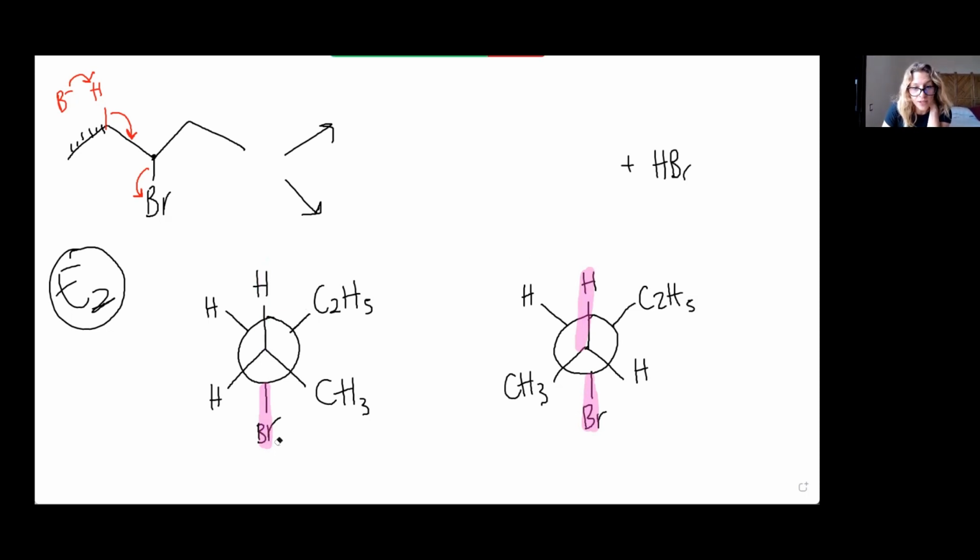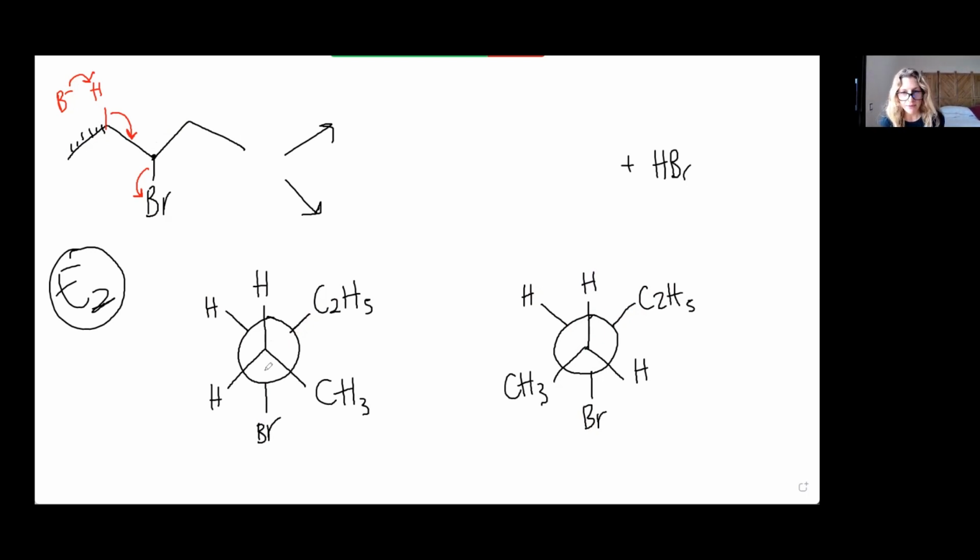And then we can think about the methyl group, or whatever group is attached to that first carbon. It can be in a different position, because notice how the back of the molecule stays exactly the same. So it's that front one that will change conformation. And that's how we can draw the Newman projection.